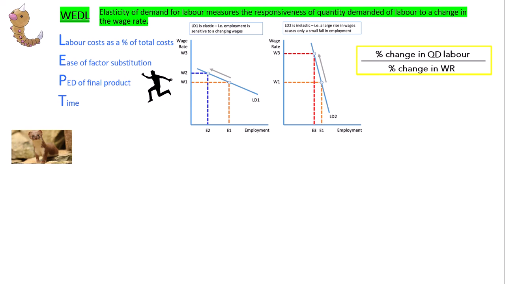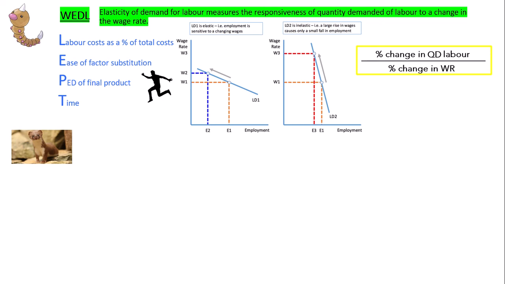Whereas in LD1, there might be a big fall in employment if you think about maybe waiters, for example, who in restaurants form a large proportion of total costs. Okay, so the waiters, if there's 10 waiters and wage costs go up, then wage costs form a higher percentage of total costs, and therefore they will have an elastic response from the employers and let a few workers go, unfortunately. Ease of factor substitution as well.